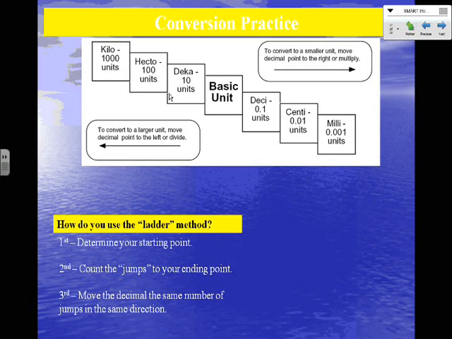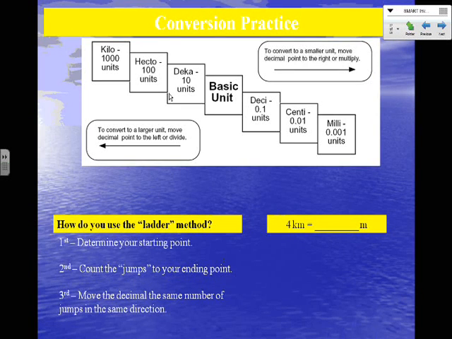How do we use the ladder method? We're going to go ahead and take our notes and then we're going to practice together. All right? So the very first step you do is you determine your starting point. So if you have 4 kilometers and they want you to go to meters, we determine our starting point.